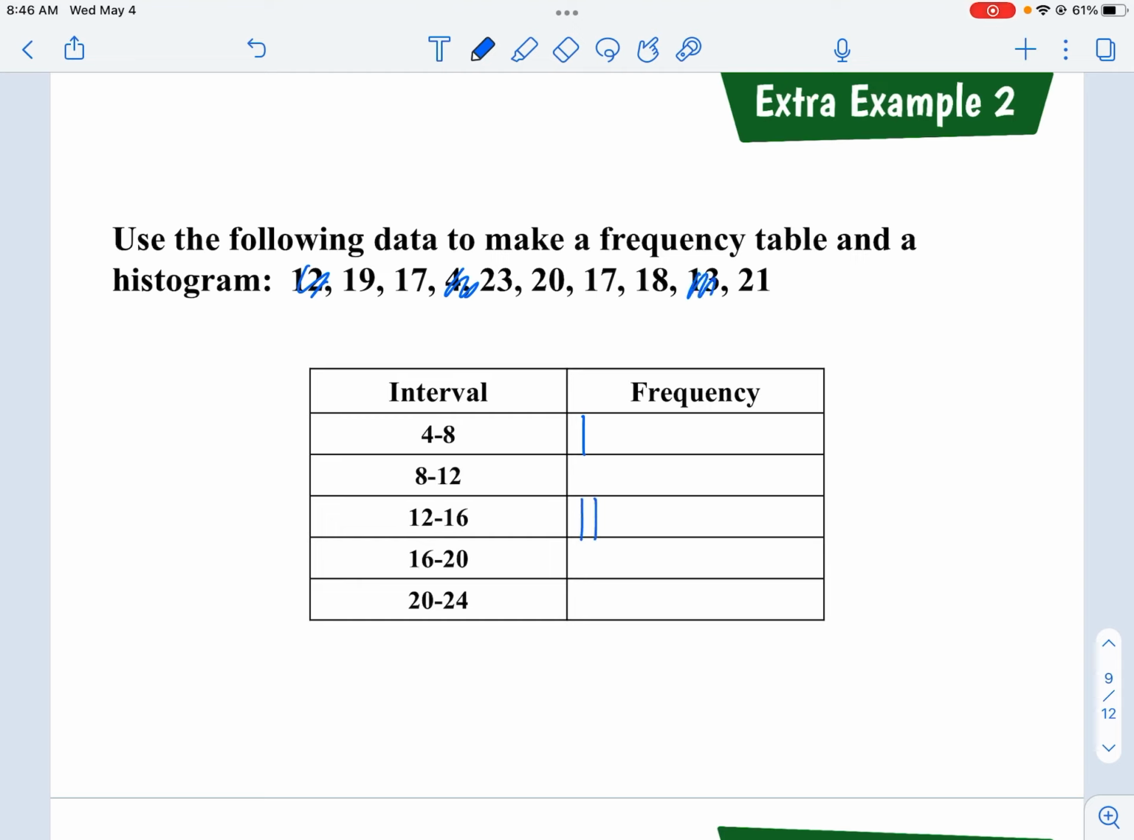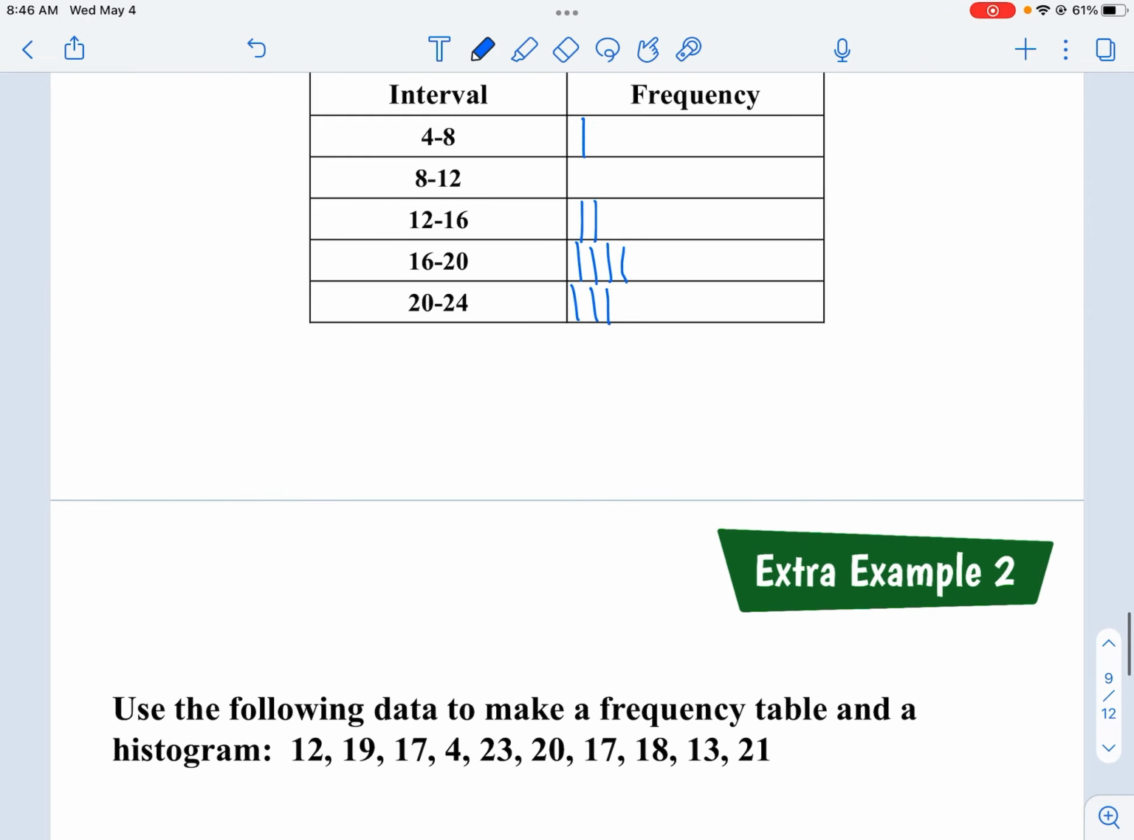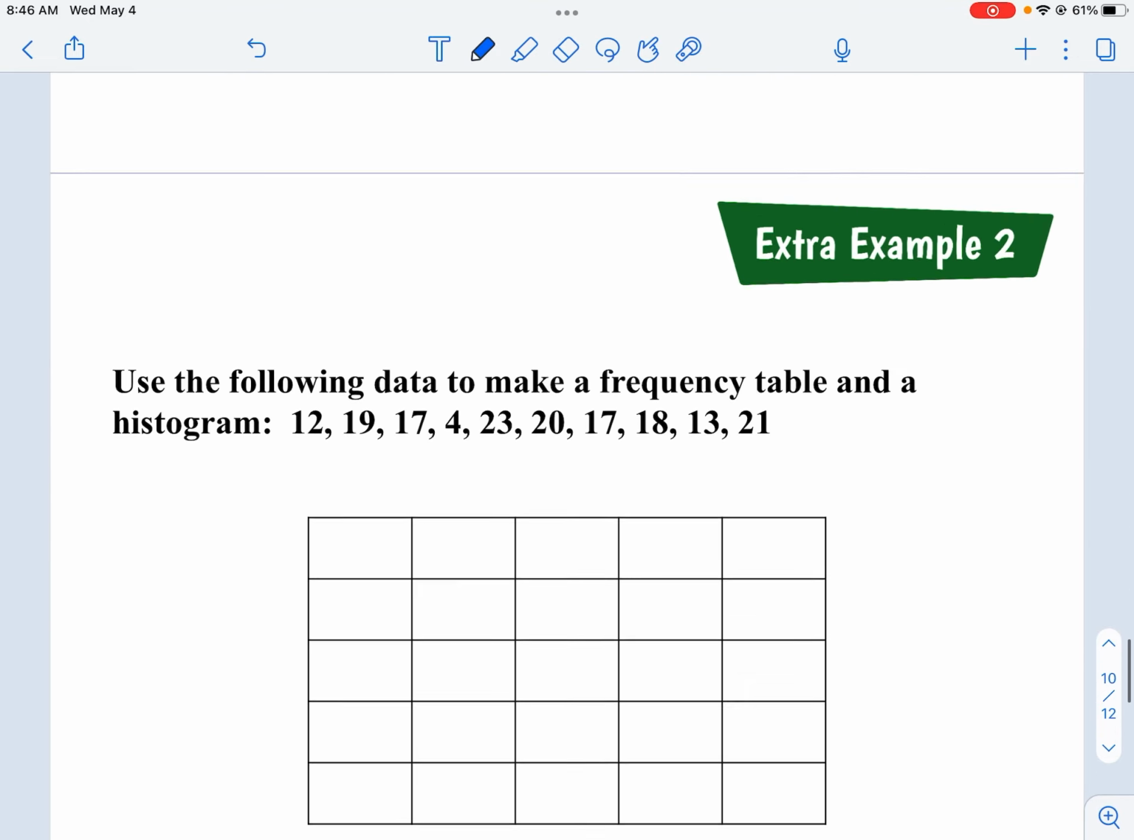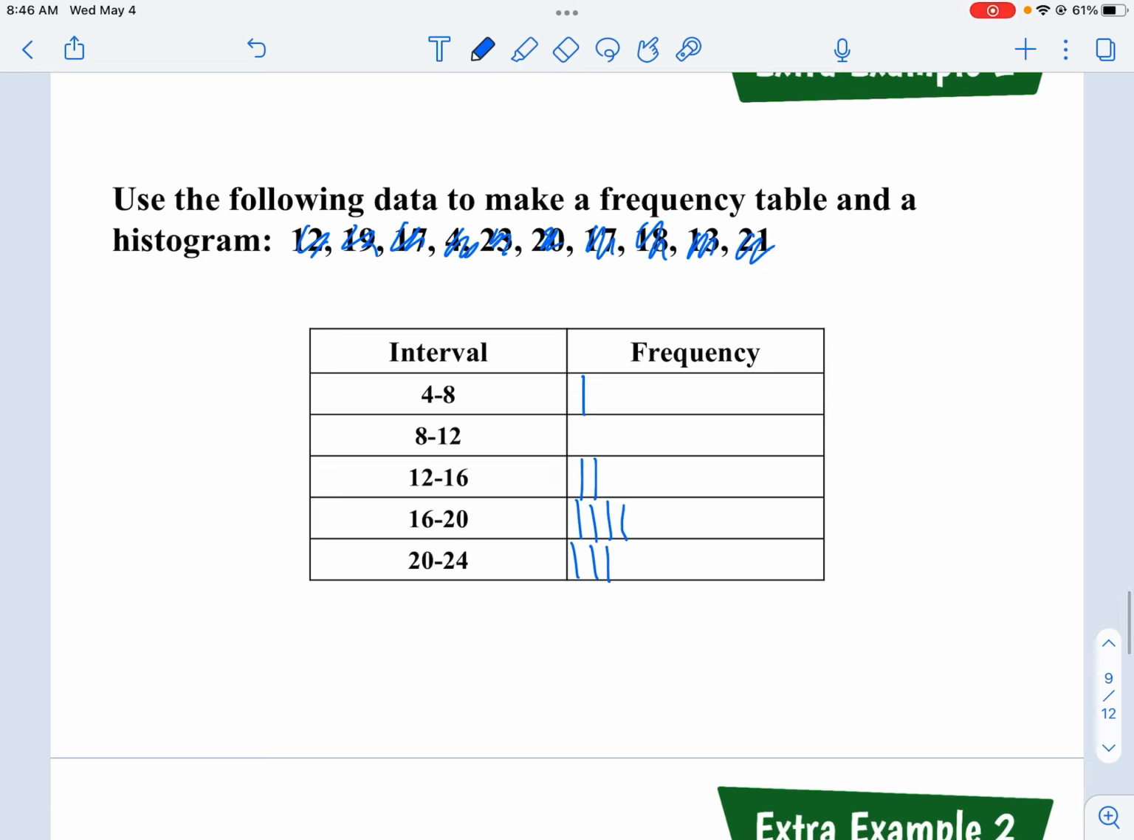And then 16 to 20, 1, 2, 3, 4. Notice I didn't use the 20. The 20 is going to go in the next one. It goes in the uppermost one. And then we get 1, 2, and 3 for the last one. Okay, I want you to pause the video, try to do it on your own, this next histogram. Okay, so it already gives you the interval, so go ahead and pause and try it on your own.